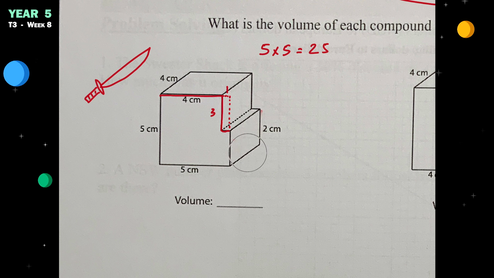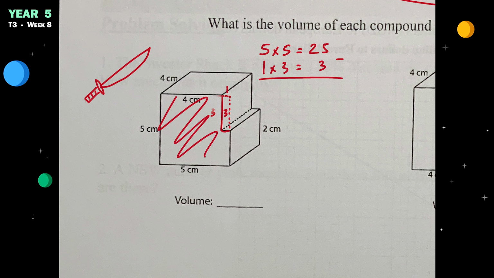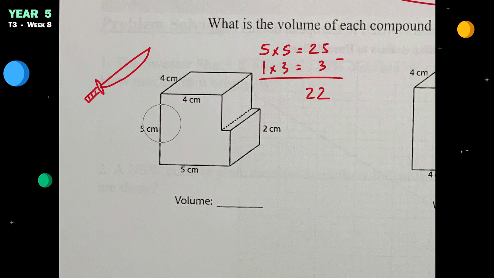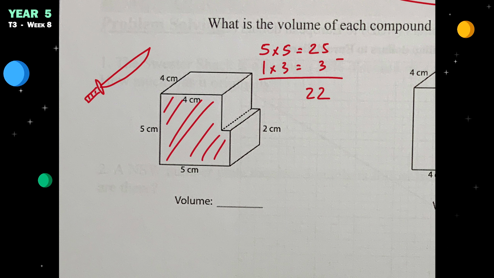So this is a little rectangle. It's 3 by 1, so 1 times 3 is equal to 3. And we do subtraction because we only want this part. We don't want this shaded part there. So we take away and we get 22. So our cross-section, all of this, is equal to 22 centimeters squared. That's our cross-section area.